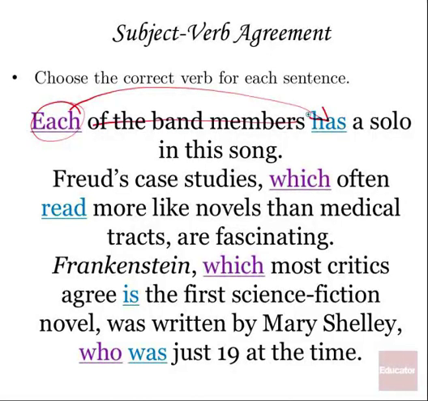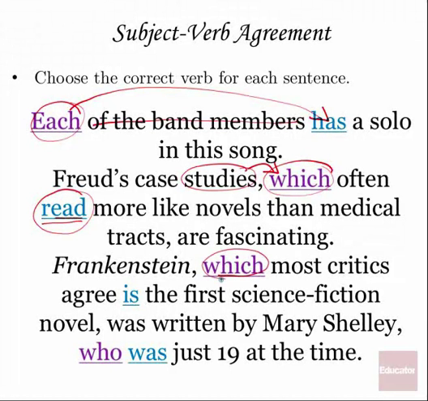Freud's case studies, which often read. Our verb is read, but our subject is which, a relative pronoun, and in this case, it's taking the place of the word studies. Well, studies is of course plural, so we use the plural verb read, which read more like novels than medical tracts, are fascinating.